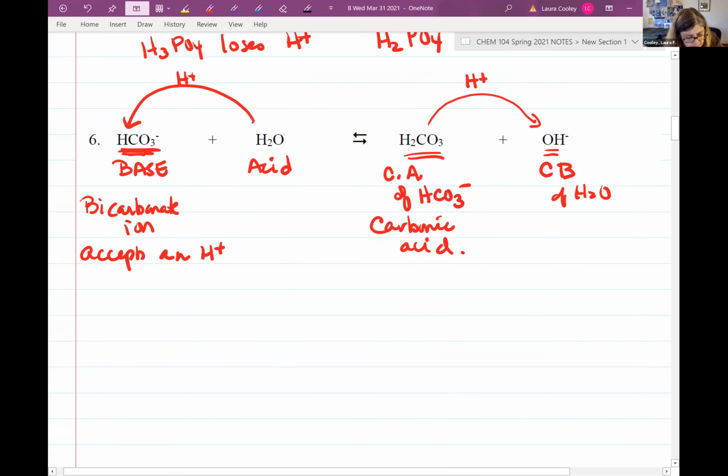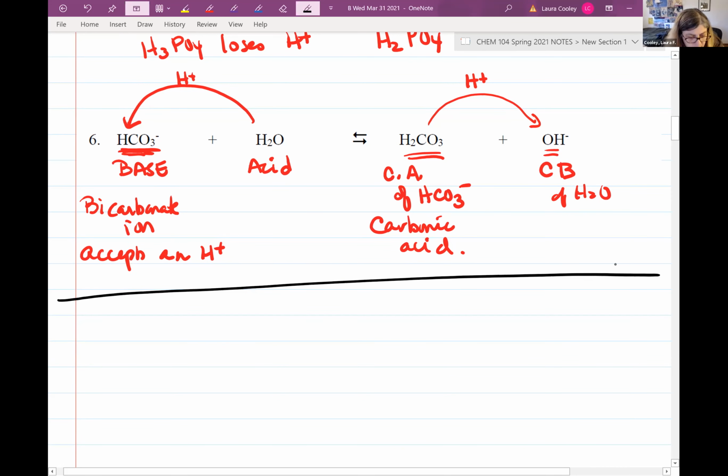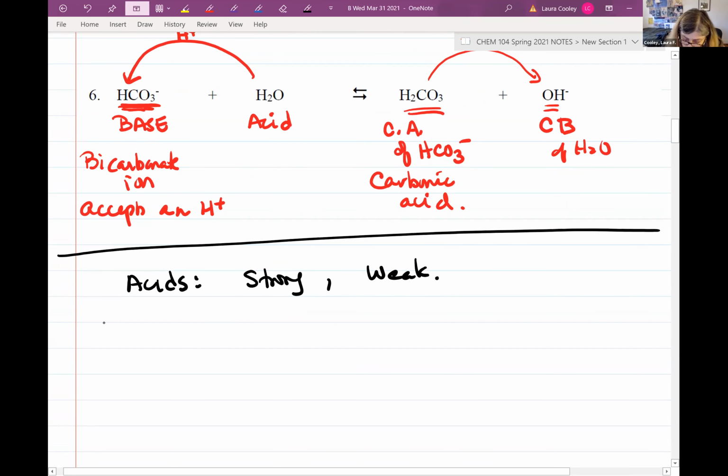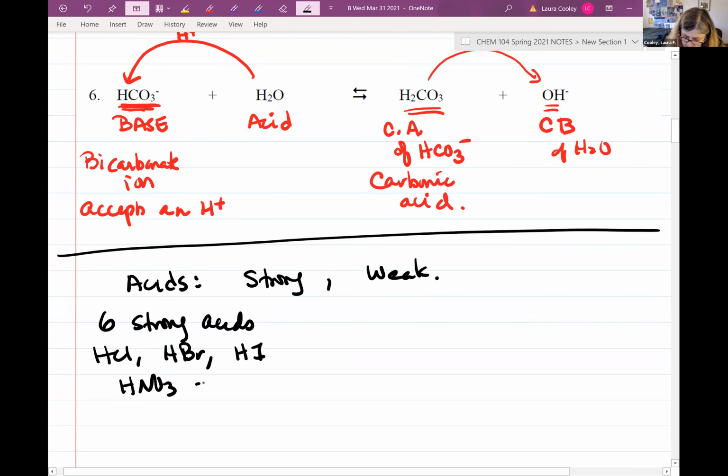Okay, let's see. So I have something else to tell you about these conjugate bases. I've said that acids can be strong or they can be weak. So there are two different kinds. When we have the 6 strong acids, and that's HCl, HBr, HI, HNO3, etc. Okay, these guys, HCl, for example, when they react with water, that is a one-way.